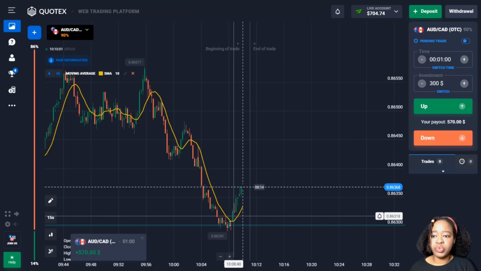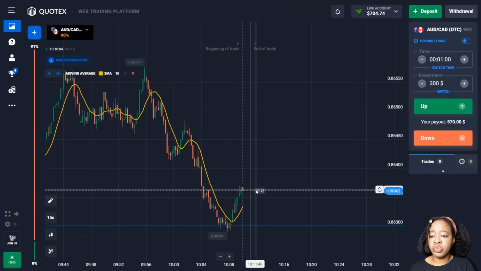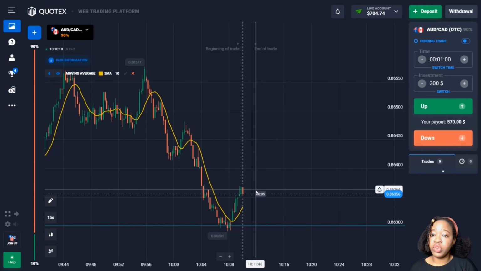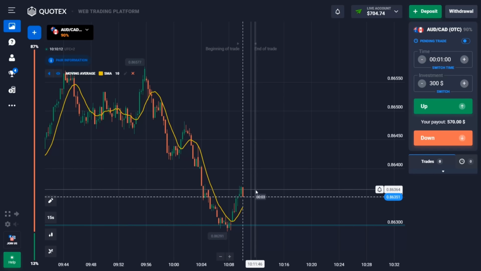This is very good, friends. You can see the price continue to move up and I got a very good profit. So here I was able to analyze the movement correctly with the help of the indicator, which is very good. Let me continue.